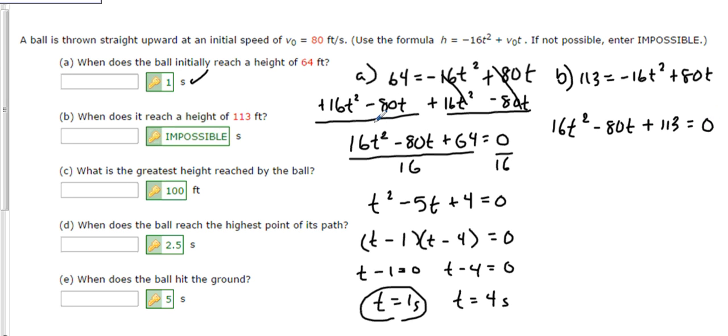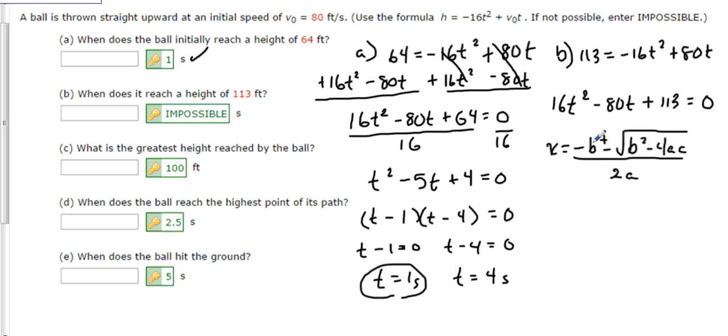Now, the last time, all the coefficients had a common factor, greatest common factor of 16. With this 113, that is not the case. So what we want to do is solve this equation here using the quadratic formula this time. So we're going to write x equals negative b plus or minus the square root of b squared minus 4ac all over 2a, and that's our quadratic formula.